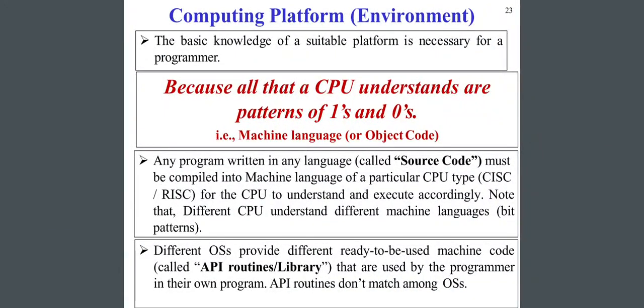Basic knowledge of a suitable platform is necessary for a programmer, because all that a CPU understands are patterns of 1 and 0. That means machine language or object code. Any program written in any language, called source code, must be compiled into the machine language of a particular CPU type, CISC or RISC, for the CPU to understand and execute. Note that different CPUs understand different machine languages, that means bit patterns. Different OSs provide different ready-to-be-used machine code called API routines or libraries that are used by the programmer in their own program. API routines don't match among OSs.